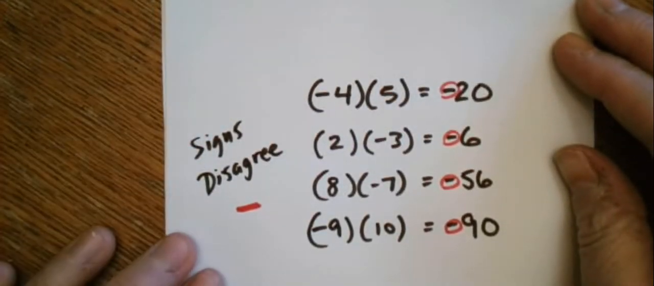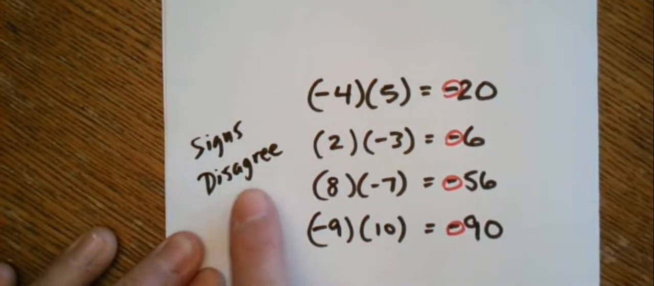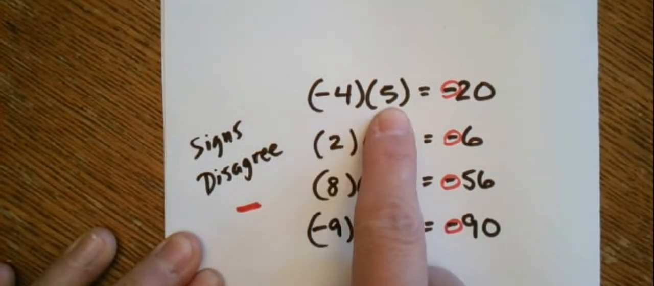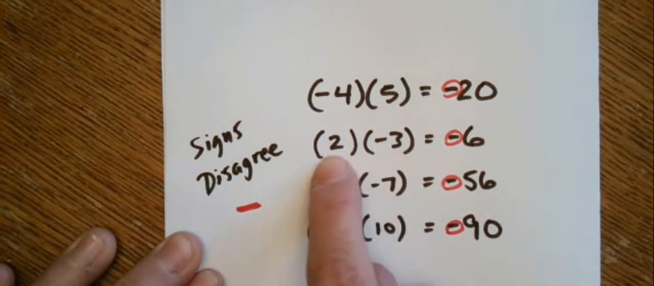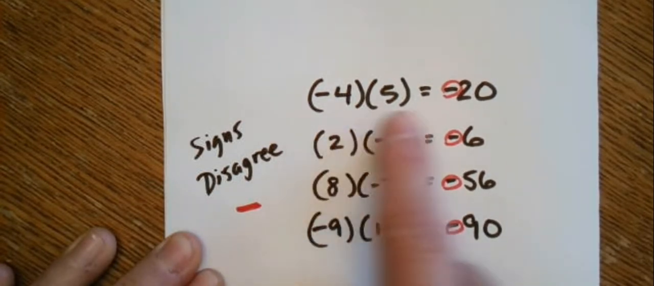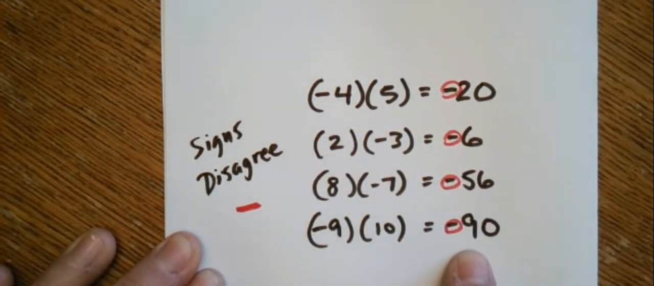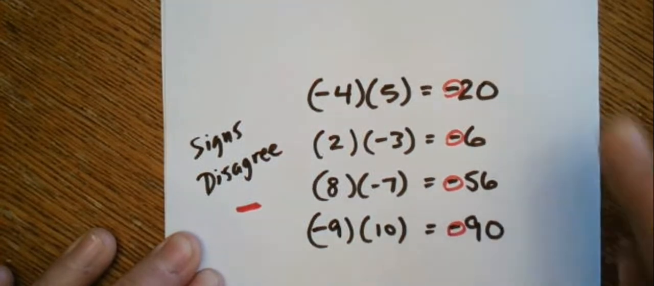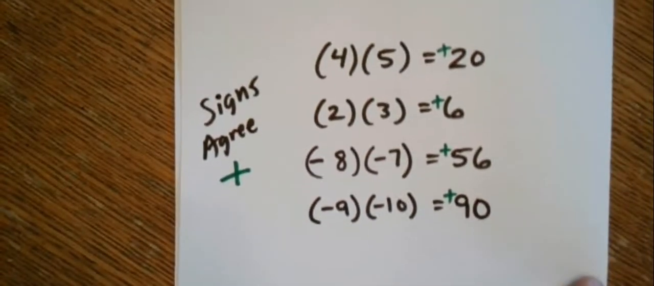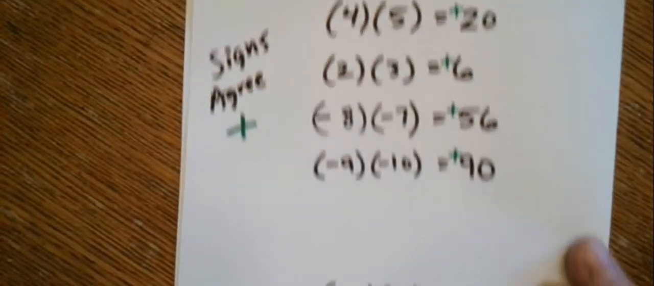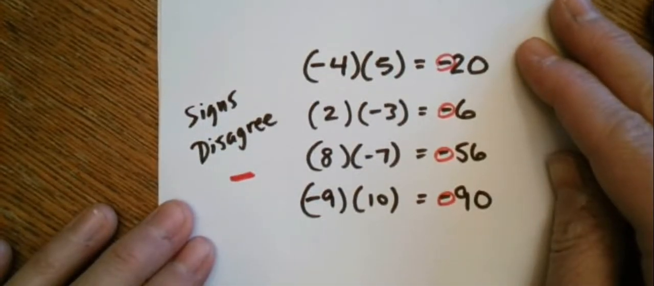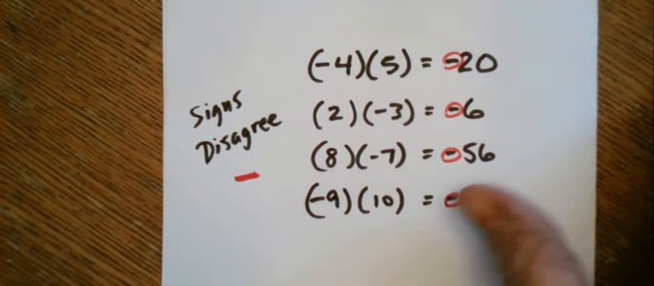Then when the signs disagree or are different, one's negative, one's positive, or one's positive and the other one's negative, we're going to get a negative result when we multiply them. So just refreshing our brains: signs agree, answer is positive. Signs disagree, answer is negative. All right, let's look at those 8 examples.